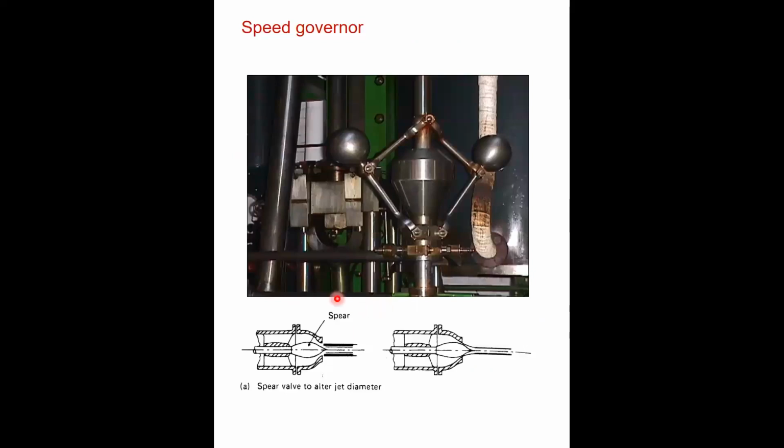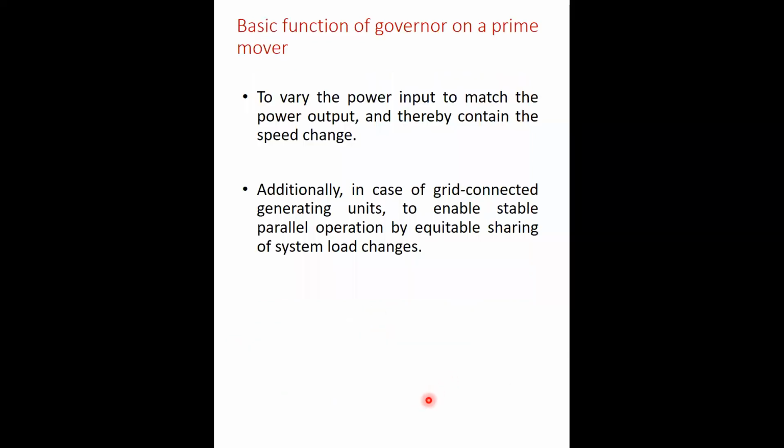So this is the typical picture of the speed governor that we have in the power plant, and then the spear valve to allow the flow of the jet. It could be a water jet on the turbine section here. So the basic function of the governor on the turbine, that is basically the prime mover, is to regulate or change the power output from the turbine.